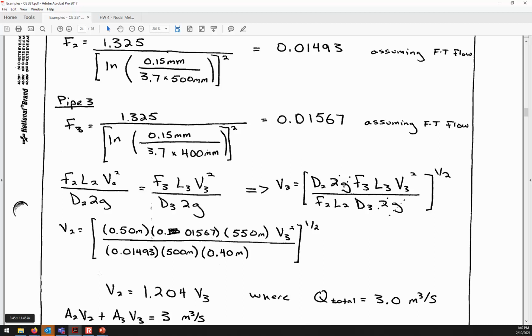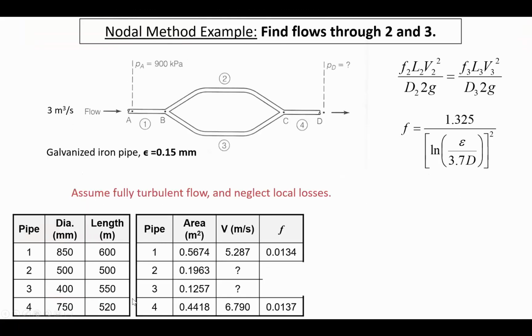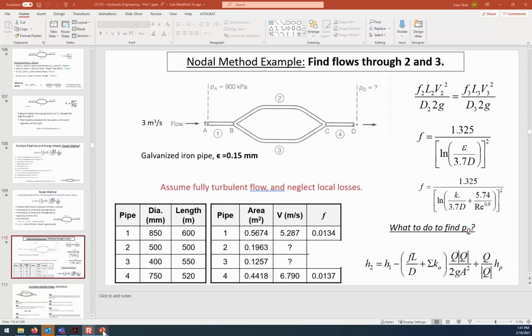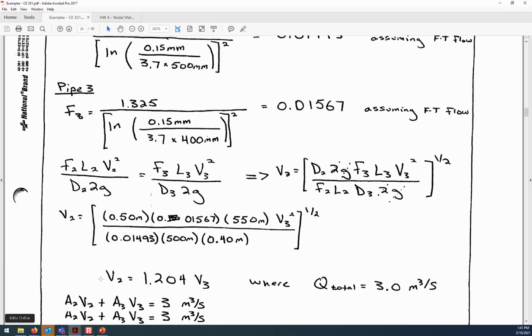So that tells me there is a faster velocity in pipe 2, and pipe 2 also has a larger diameter. So pipe 2 is definitely carrying more flow. If it has both a larger diameter and a faster velocity, more flow is definitely going through pipe 2 because there's less resistance. But not all of the flow is going through pipe 2, just more of the flow is going through pipe 2.